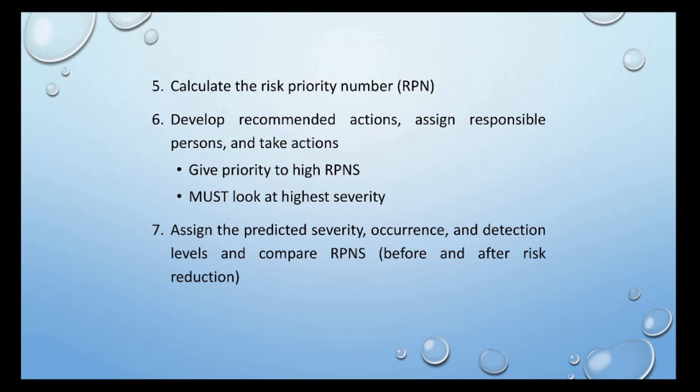And the last step is you assign the predicted severity, occurrence and detection levels and compare the RPNs before and after the risk reduction. You just make a comparison. So after executing the action, how well it supports you, how well it solves the problem that we face. So that's about the FMEA procedure.